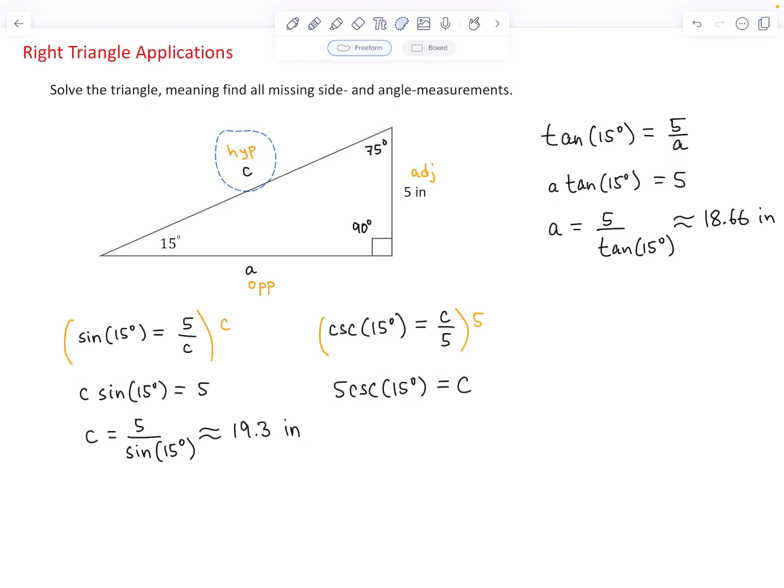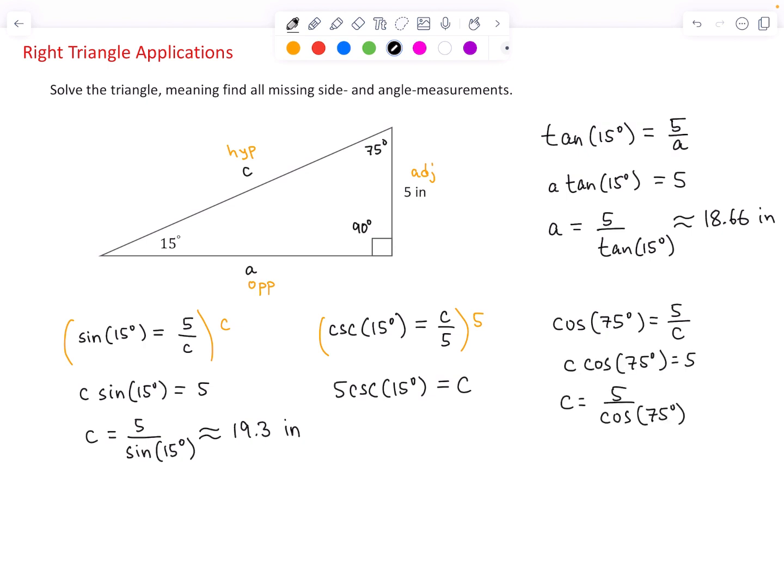So I want to use the hypotenuse and also a known value, so the adjacent. We need a trig function that involves hypotenuse and adjacent. Well, we can use cosine or secant for this. Let's use cosine. So we know that the cosine of 75 degrees would be equal to the adjacent divided by the hypotenuse. So that would be 5 inches divided by the hypotenuse, which is c. Keep in mind that we're trying to solve for c here. So I'm going to multiply c to the left side and then divide by cosine.